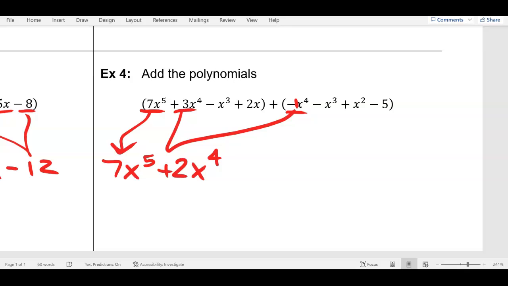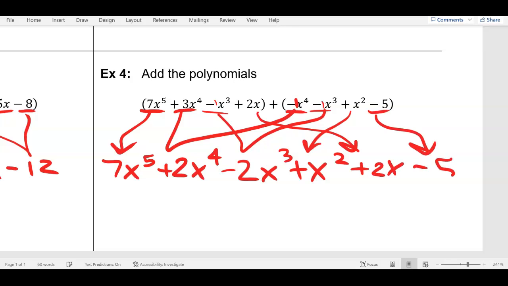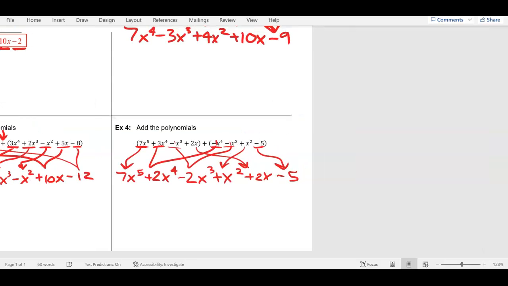My thirds, I have a negative 1 and a negative 1. Negative 1 minus 1 is what? Negative 2. So minus 2x to the third. I only have 1 x squared, so plus x squared. I only have 1 x, so plus 2x. And I only have 1 constant, minus 5. I can only combine when there's more than one of the same type of term, same degree term.